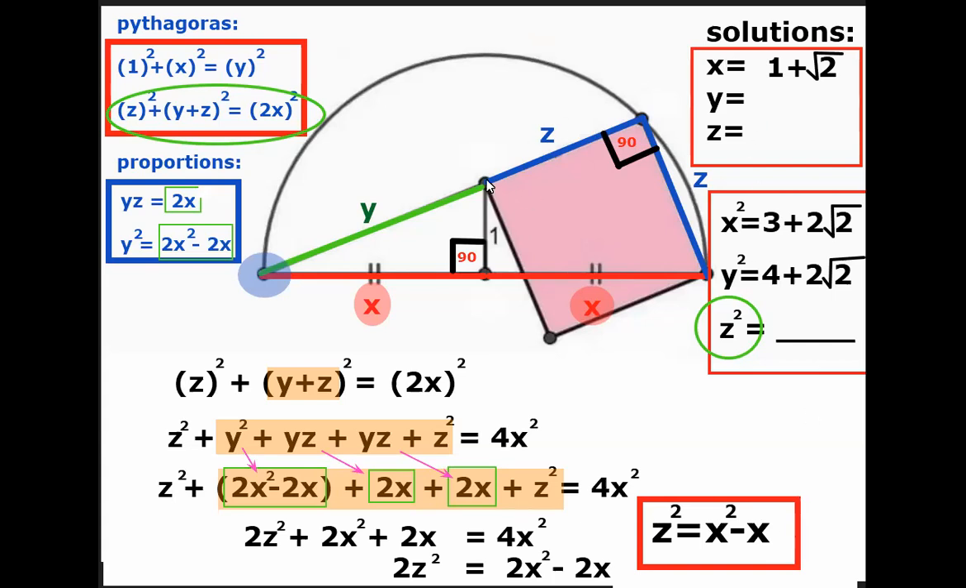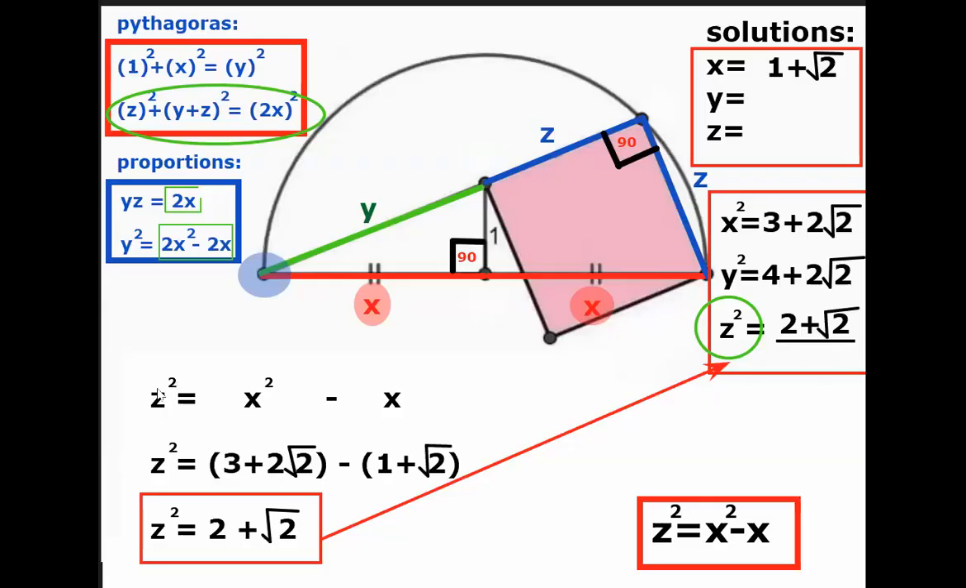Amazing, because in our journey from using the lower triangle and figuring out the radius, we do know what x is. And because we had to square it to find y, we also know what x squared is. So last step, z squared equals 3 plus 2 root 2 minus 1 plus root 2. 3 minus 1 is 2. 2 root 2's minus 1 root 2 is square root of 2. And z squared, the area of this red shaded region, is precisely 2 plus the square root of 2 square units.